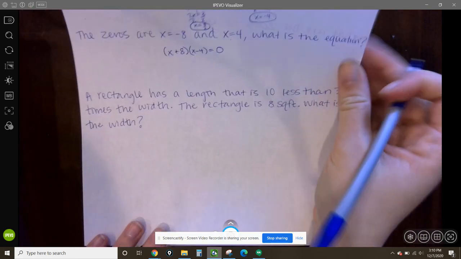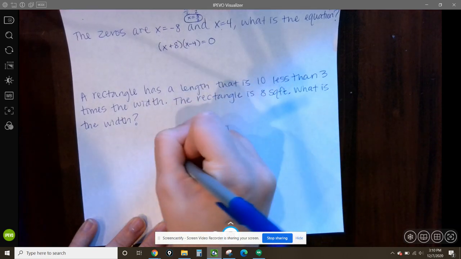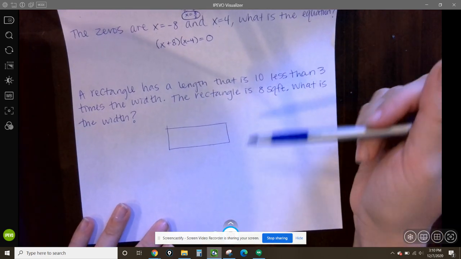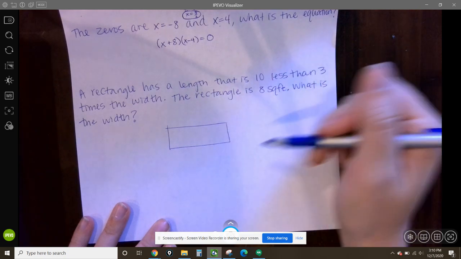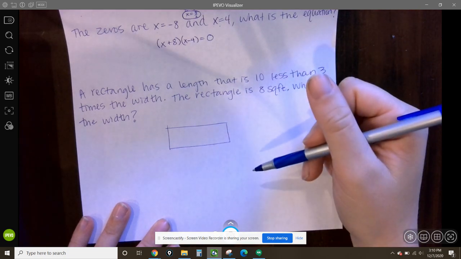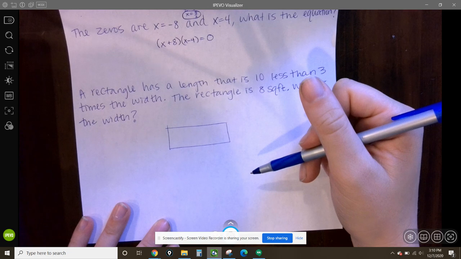Okay, now there's a question about a rectangle. So I would always draw a rectangle. Remember that even though you're doing your math on the computer, you still want to have paper, write things down, draw pictures. That you must do. Otherwise, it'll be really, really difficult.